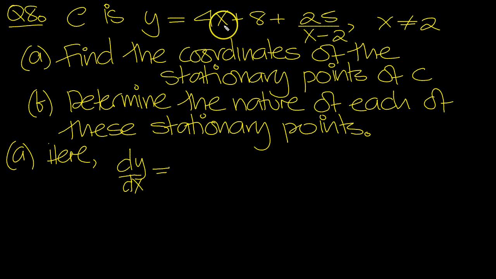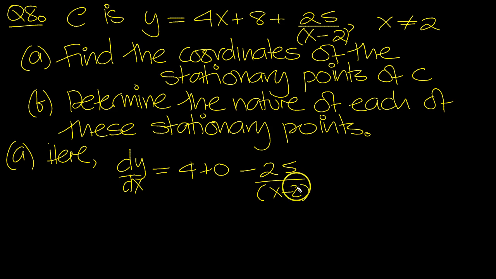is equal to, differentiate, then x goes to 1, 4 lots of 1 is 4. Constant goes to 0. This is something to the minus 1, isn't it? So it's minus 25 times something to the minus 2, using the function of a function rule, multiplied by the something differentiated, which is 1. So that's 4 minus 25 times (x - 2) to the power minus 2, equals 0.